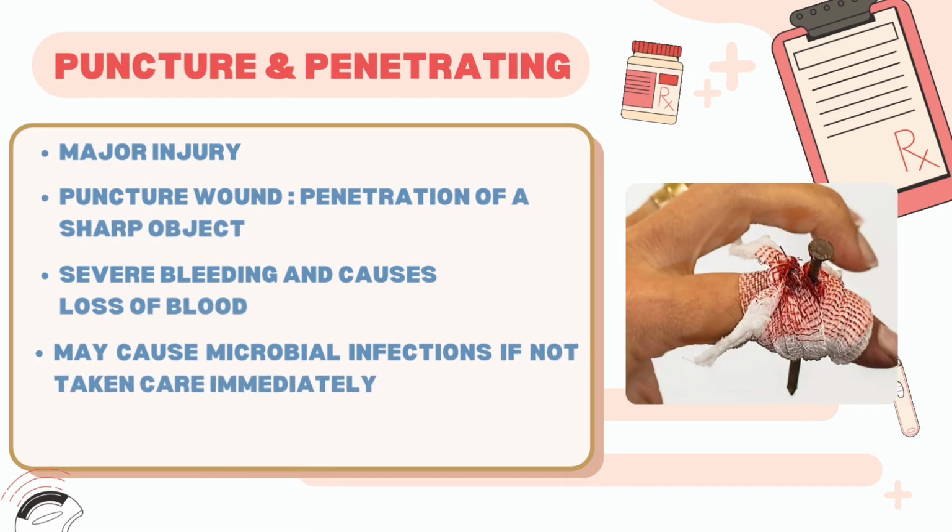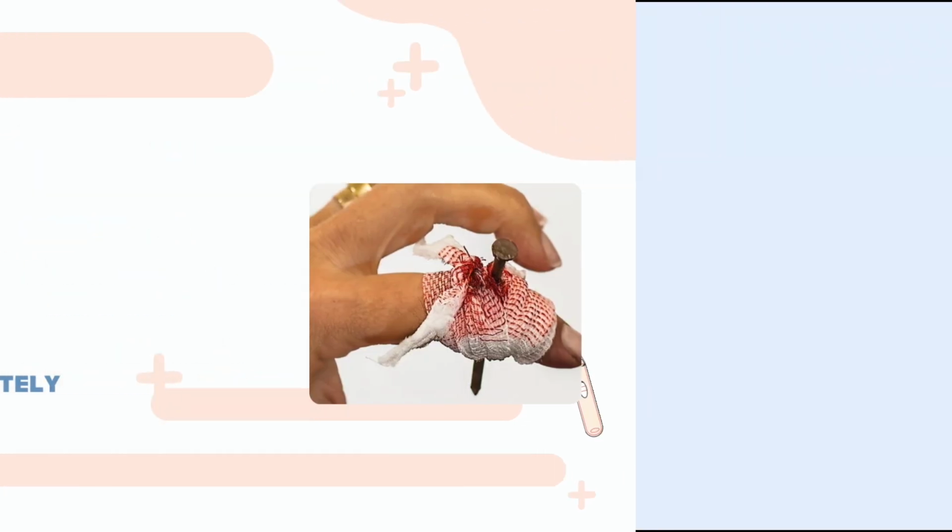It is categorized as a major type of injury. A puncture wound is a penetration of a sharp object. It causes severe bleeding and will cause a lot of blood loss. It may cause microbial infections if not taken care of immediately, as it is punctured with a sharp object and may cause injury to the internal organs.